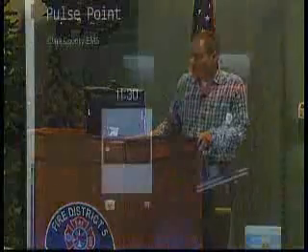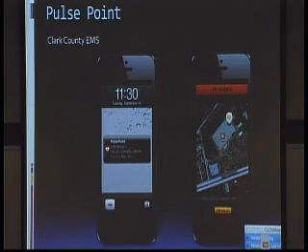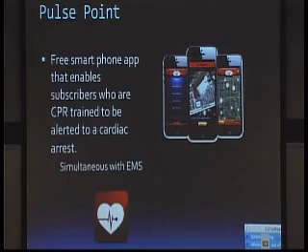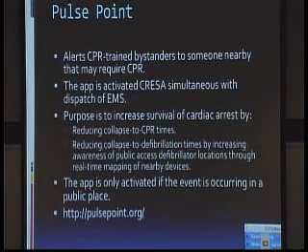So I'm going to tell you briefly about PulsePoint. We've not distributed this to the public yet, and it's still undergoing beta testing. So we'll talk briefly about this, and then we'll be done. PulsePoint is an app that's available for iOS and for Android devices. It allows bystanders that are CPR trained to be alerted to a cardiac arrest. Now, it wasn't our idea.